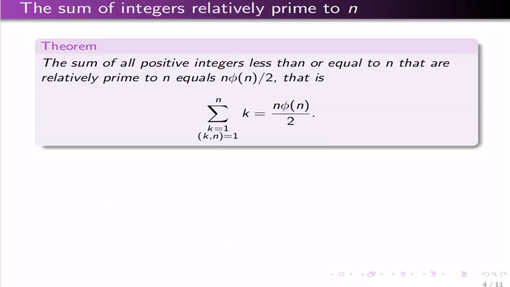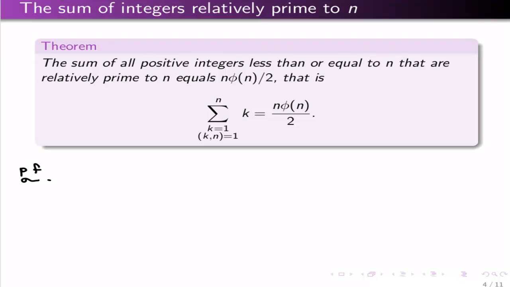Okay, theorem. Let's sum all of the positive integers less than or equal to n that are relatively prime to n. And I claim that sum will equal n times phi of n divided by 2. So we can write it like this. Sigma, as k goes from 1 to n, subject to the constraint that k is relatively prime to n, of k is equal to n phi of n over 2. Proof.